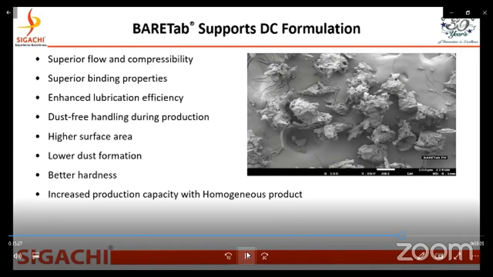BHAPH supports DC formulation because it has superior flowability and compressibility, superior binding property, enhanced lubrication efficacy, dust-free handling during production, higher surface area, lower dust formation, better hardness, and with BHAPH, we can increase productivity with homogeneous product.